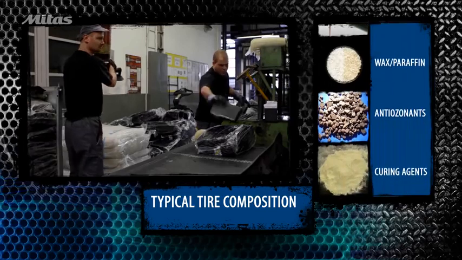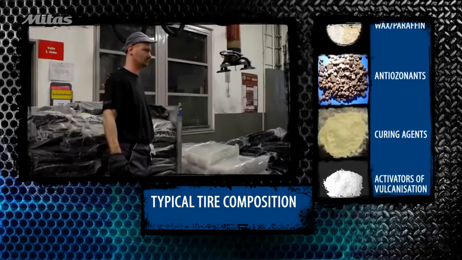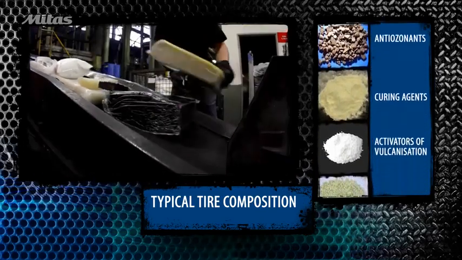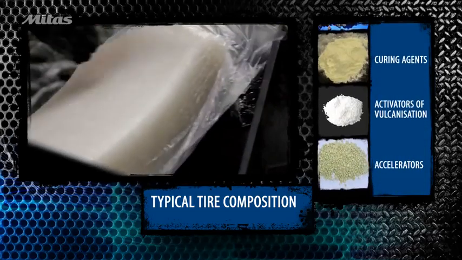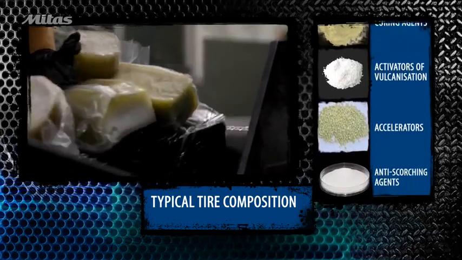The resulting compounds have various properties. Some are used for the inner liner, which holds air inside the tire, and others are wear-resistant and are used to make the tread.